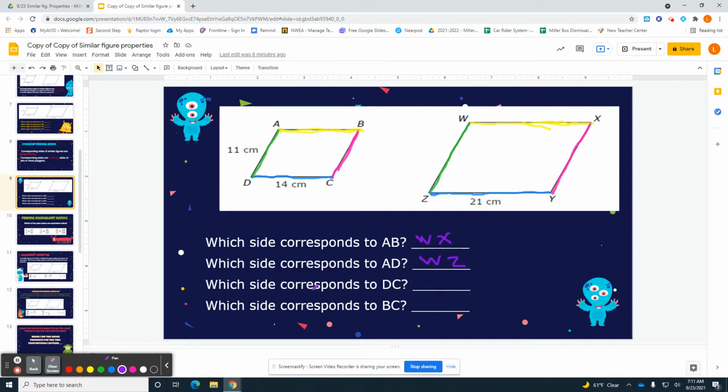All right, so you should be back and have completed the last two on the corresponding sides. So which side corresponds to DC? Well, if you said ZY, you are absolutely correct. Which side corresponds to BC? If you said that, you got that correct. And it should have been fairly easy because they were already color coded for you, right? All right, so going on to our next slide.